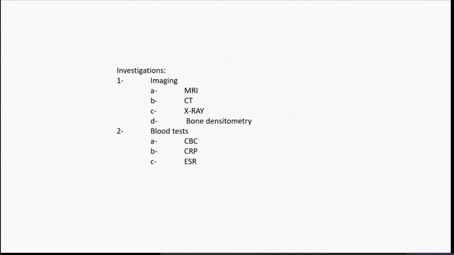CBC, we look at the white cells, we see if we have evidence of infection, same thing for CRP. ESR, in the inflammatory conditions like rheumatoid arthritis it will be elevated. Even in bacterial infection it can go up.